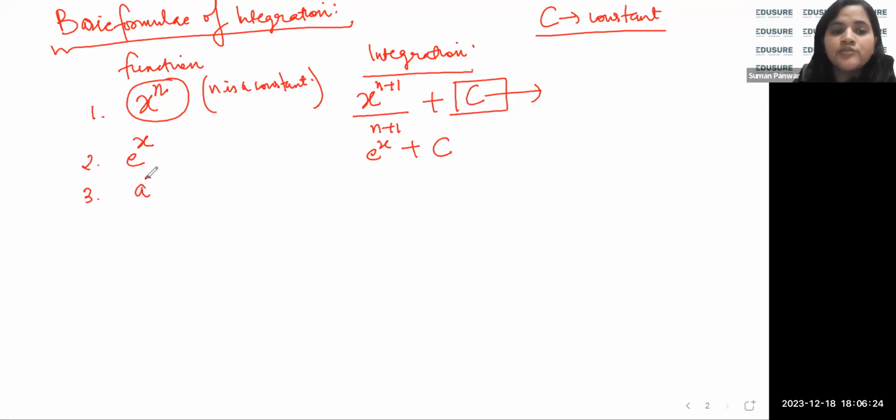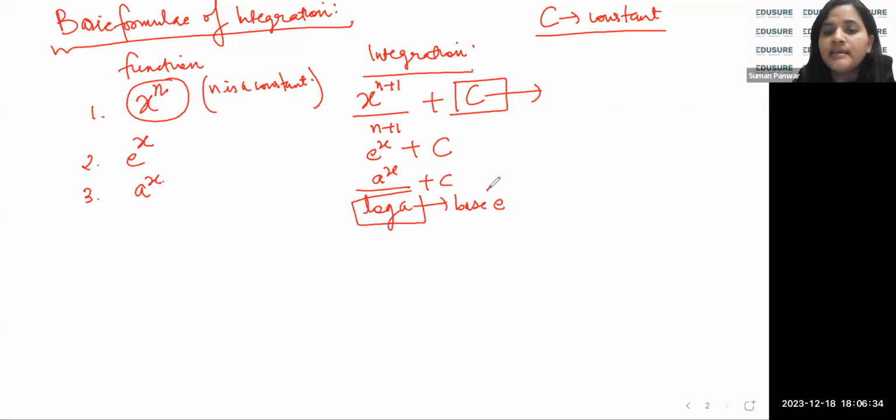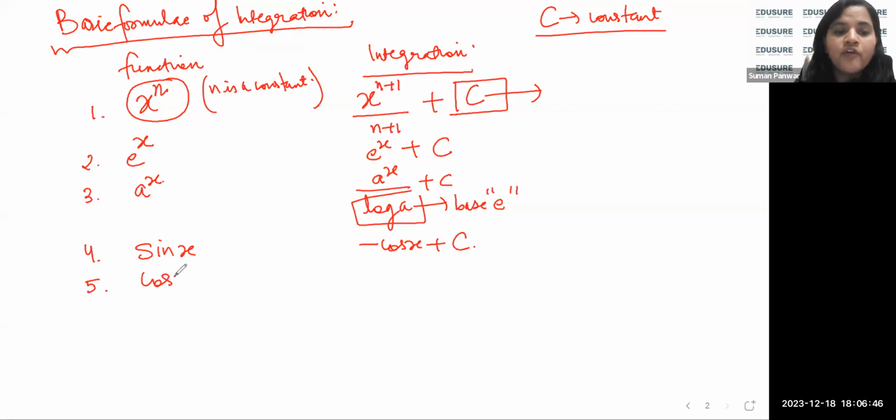Third, a raised to the power x: a raised to the power x divided by log of a, plus c. This log has base e. What is the integration of sin x? Integration of sin x is minus cos x plus c. 5. Integration of cos x is sin x plus c. 6. Integration of sec square x is tan x plus c.